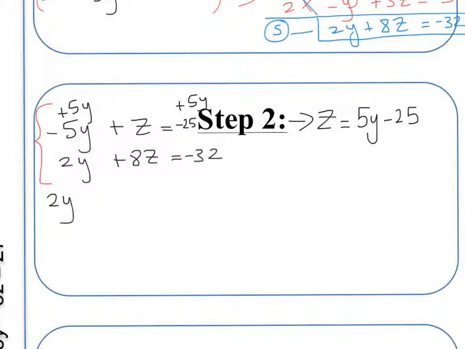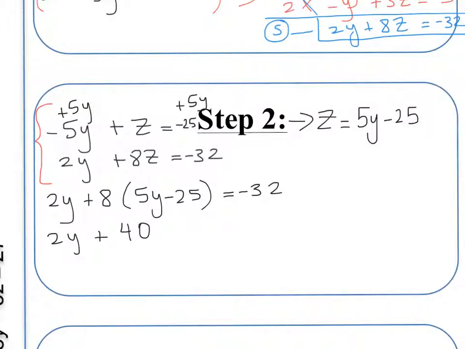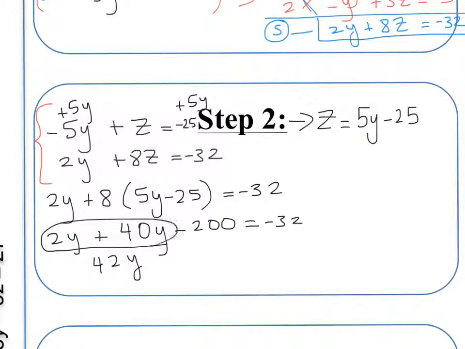Now let's plug in z in the second equation. And let's try to solve for y. So 2y plus 8 times 5y is a 40y. 8 times negative 25, that's a negative 200, equals negative 32. Now 2y plus 40y, that's a 42y. So if you add these two, you get 42y. Now add 200 to both sides. So you get 42y is equal to 168. Now you need to find y, so divide both sides by 42. So you get y to be equal to 4.